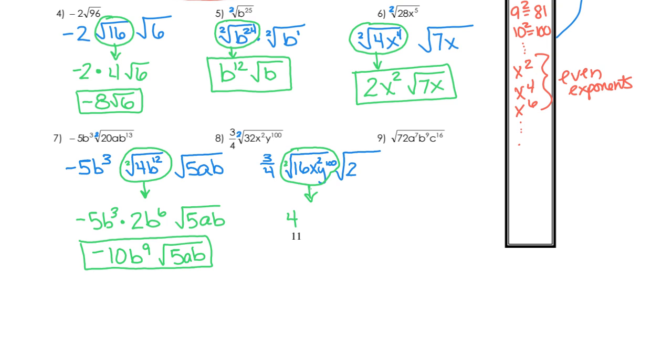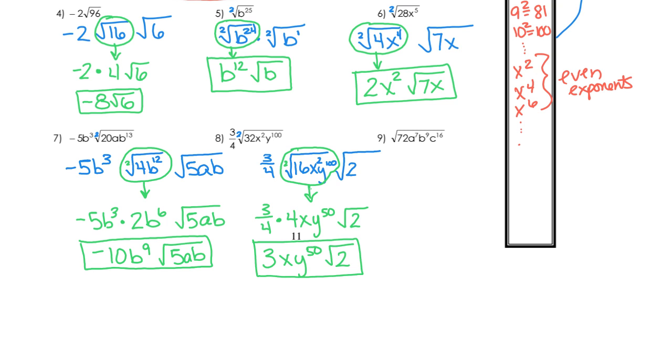Remember, there's a 2 in the crack. And so the exponents get divided by that. And so the square root of x squared will become just an x. And the square root of y to the 100th is y to the 50th. Okay. And then the square root of 2 just comes down, and the 3/4 comes down, and the multiplication goes in between. And 3/4 times 4 is 3. x, y to the 50th, square root of 2. And that one's finished.